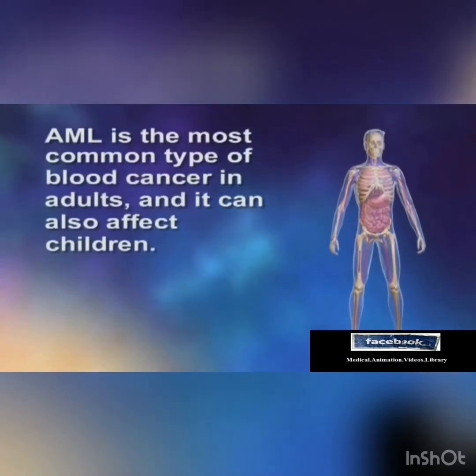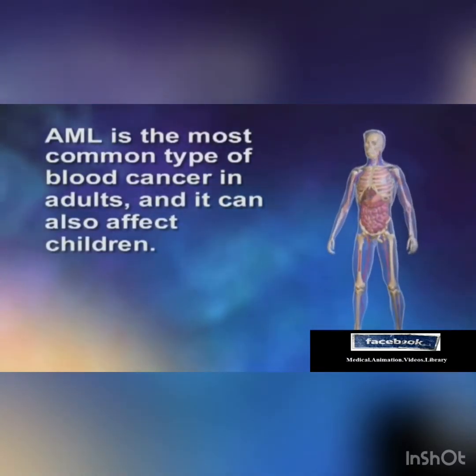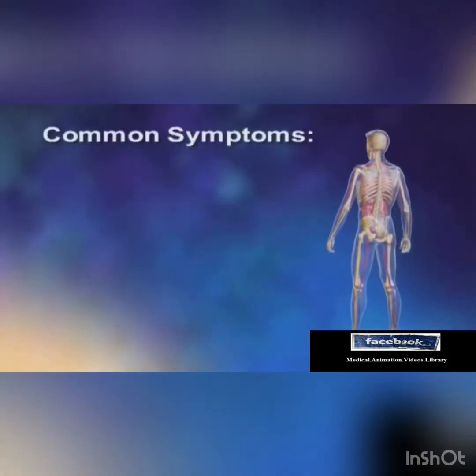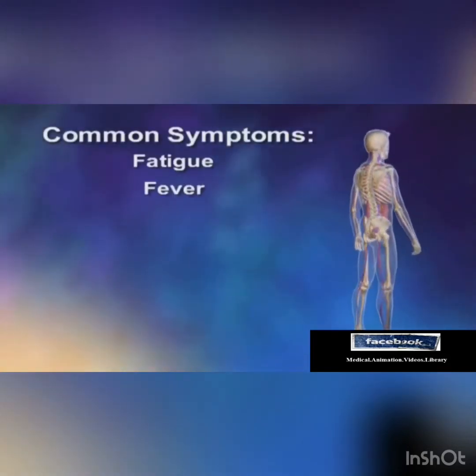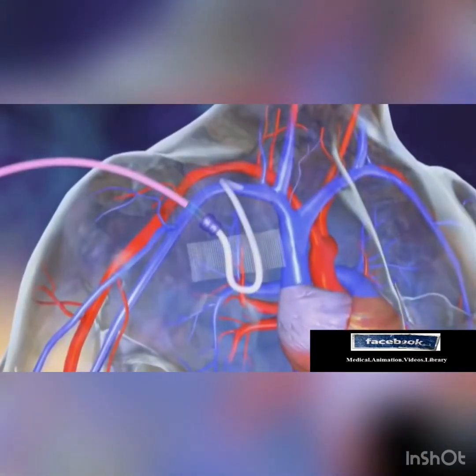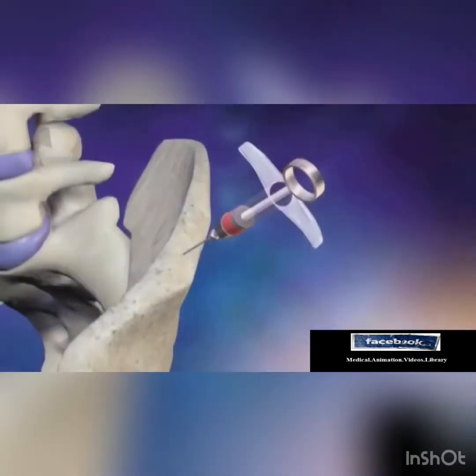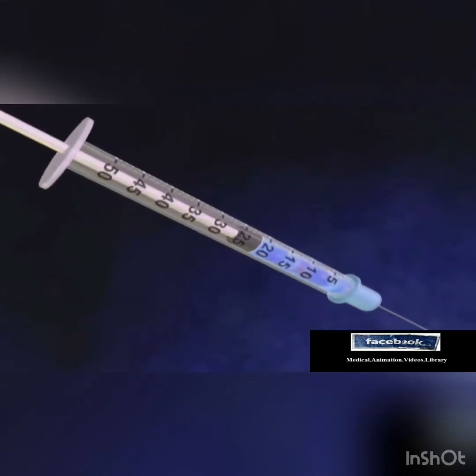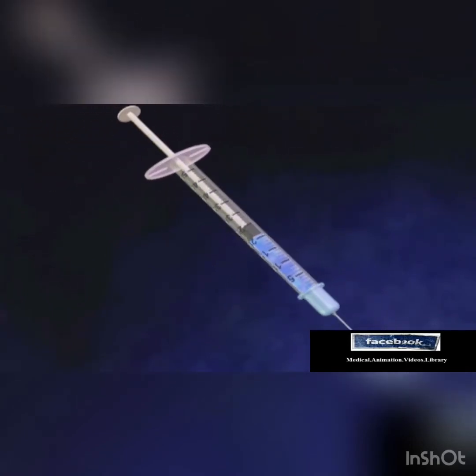AML is the most common type of acute leukemia in adults, and it can also affect children. Symptoms consist of fatigue, fever, bleeding, and bruising. Current therapy includes chemotherapy, radiation therapy, stem cell transplantation, and drug therapy. Clinical trials involving biologic therapy may be available.